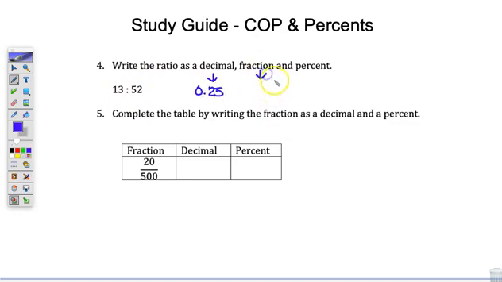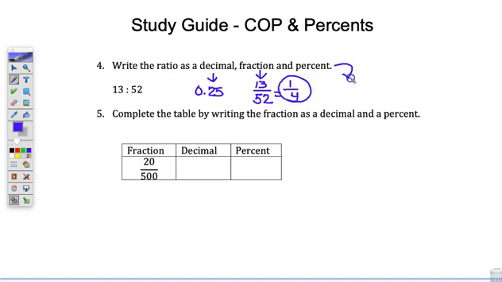When you write that value as a fraction, remember, it is read from left to right, and we write it from top to bottom. So that would be 13 over 52. But then you have to remember to reduce any fractions whenever you can. That does reduce to 1/4.